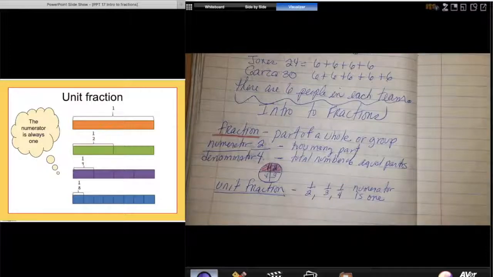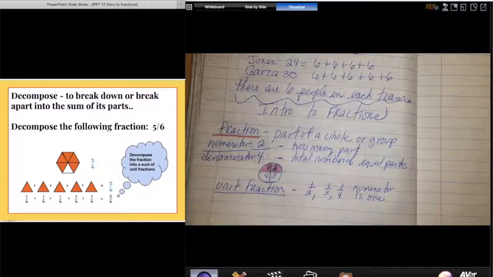So here we have some fraction strips, and notice that all of the fraction strips are the same length. Whenever you're referring to fractions, they must be the same length or have the same area. So I have 1 whole length, then I divide it into 2 parts, which is half, then I divide it into 4 parts, and all the way down to 8ths. Decompose.